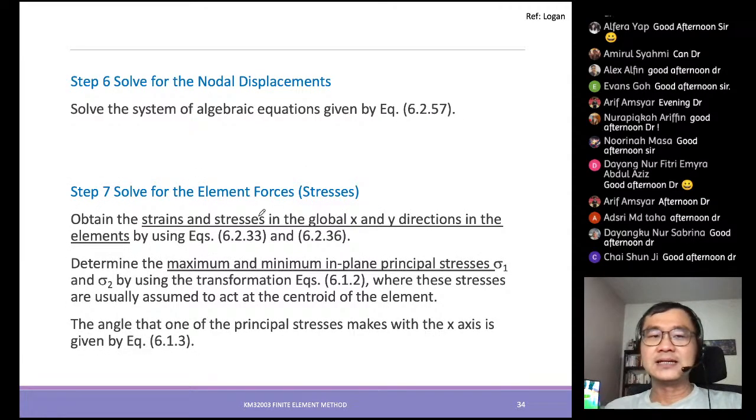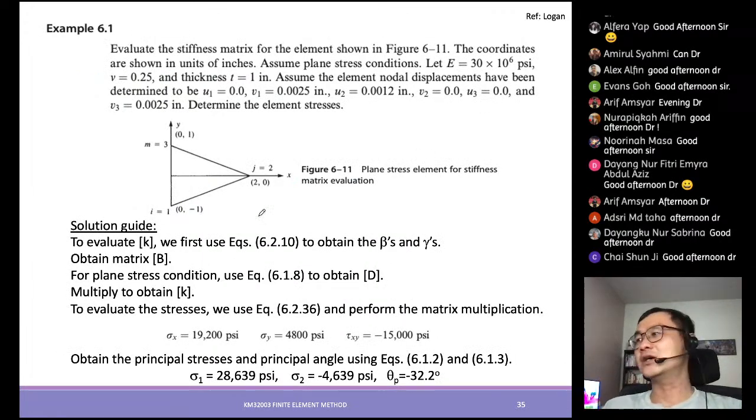Once we get that, we solve them simultaneously to get the nodal displacement. Once we get the nodal displacement, we substitute it in to get the nodal strain, the element strain. From the strain, we get the stress. So you come back from the force to what we want to get later on.